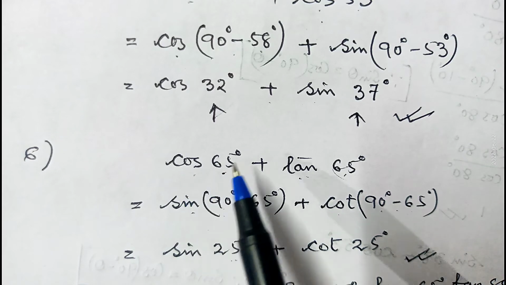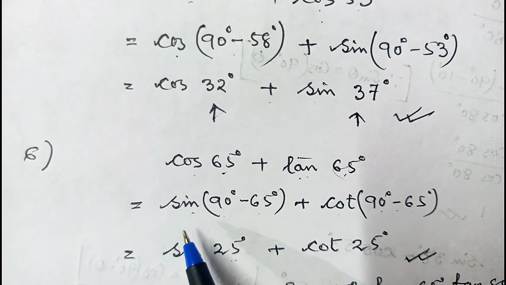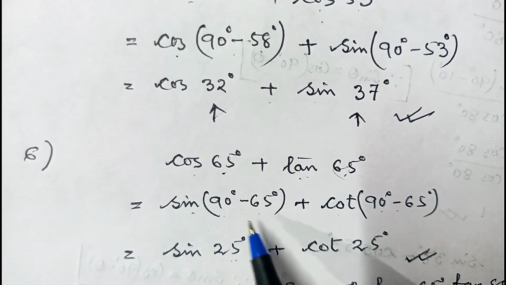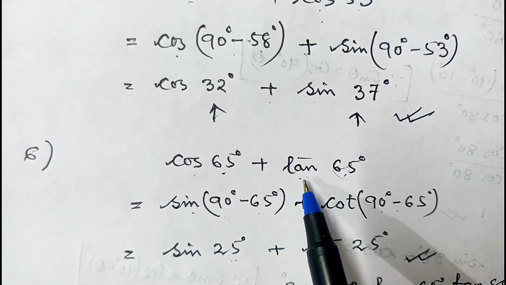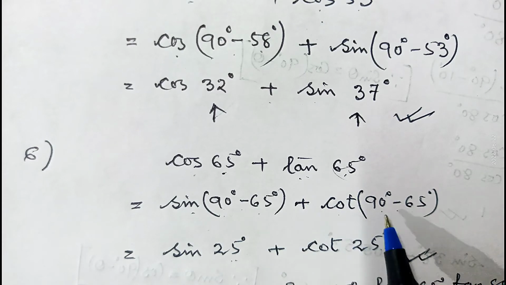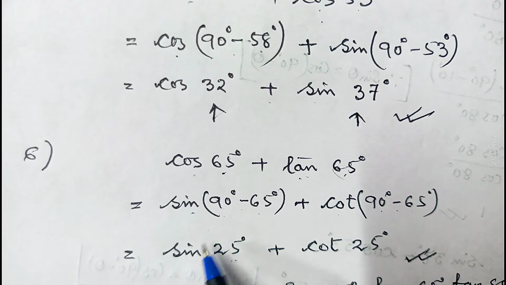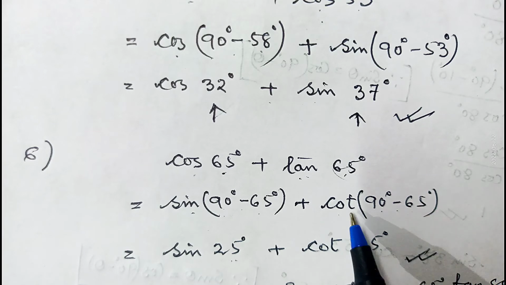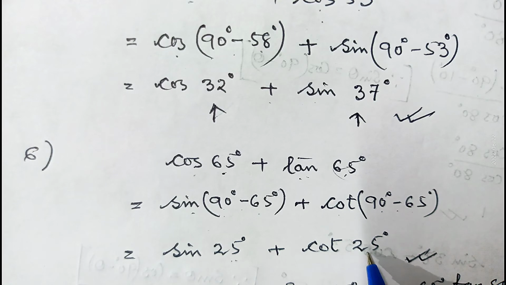So instead of cos theta, we can write sine of 90 minus theta, plus instead of tan theta, we can write cot of 90 minus theta. So sine of 90 minus 65 will be 25 degree, plus cot of 90 minus 65 will be cot of 25 degree. Now as you can see, both the angles are below 30 degree, so this is the required expression.